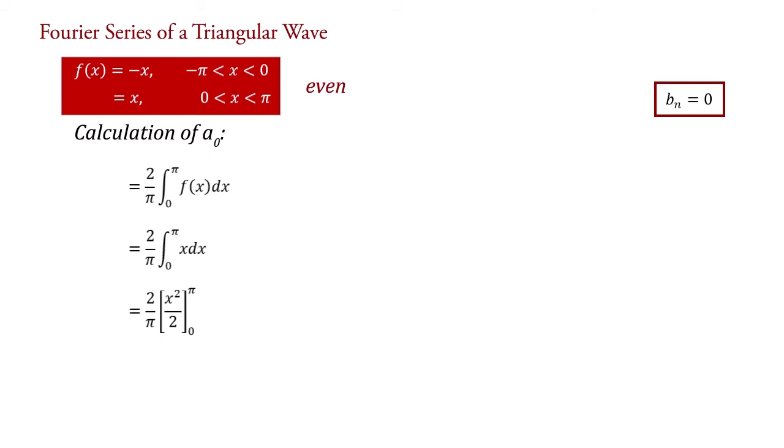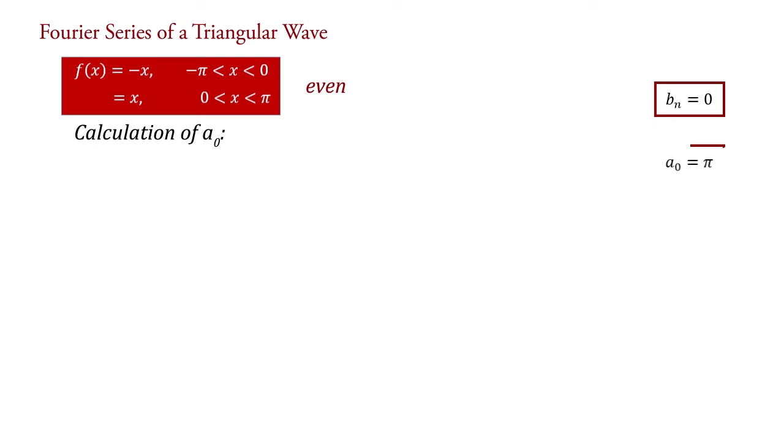Putting the limits, a0 equals 2 upon pi into bracket pi square by 2 minus 0. Here the 2 at numerator and denominator are cancelled, and from pi square by pi only pi remains, and therefore a0 equals pi. Now an equals 1 upon pi integral minus pi to pi f of x cos nx dx.